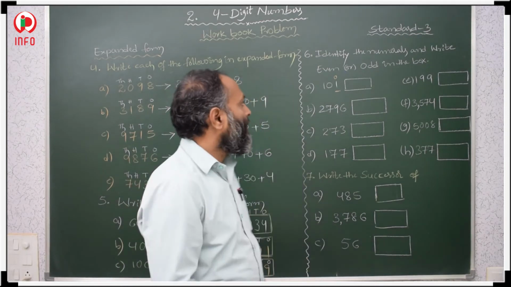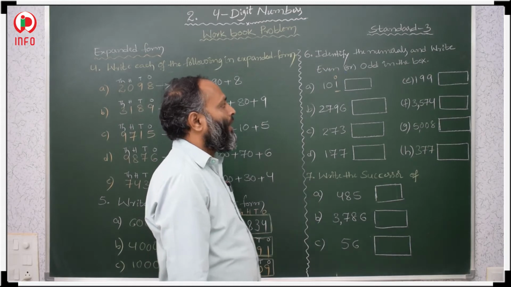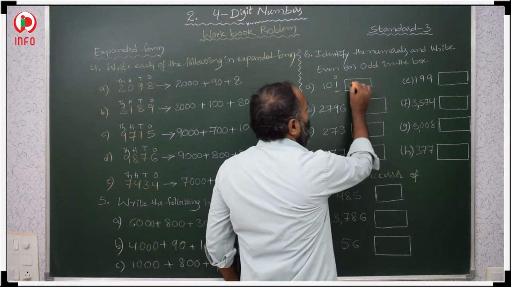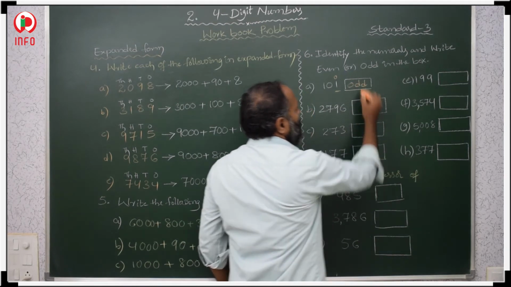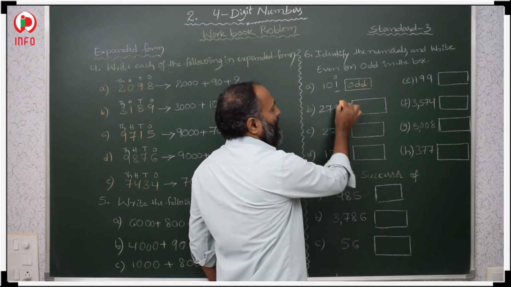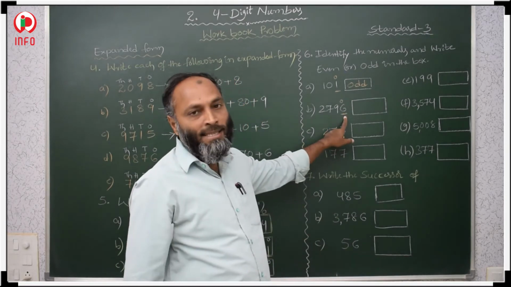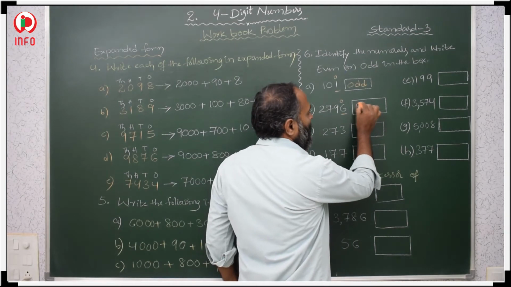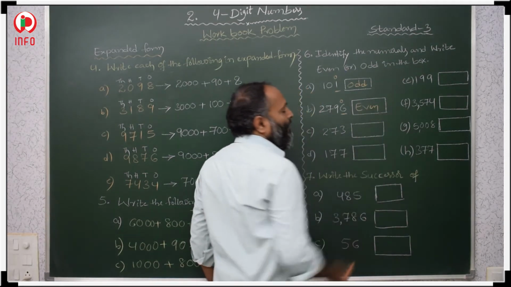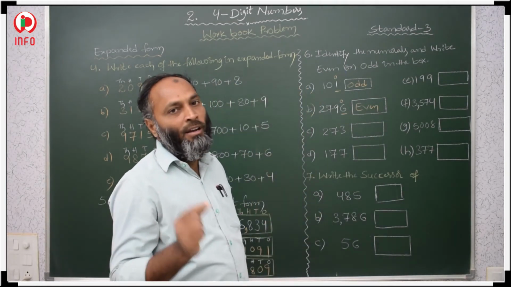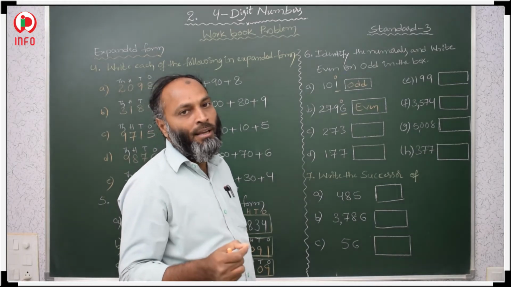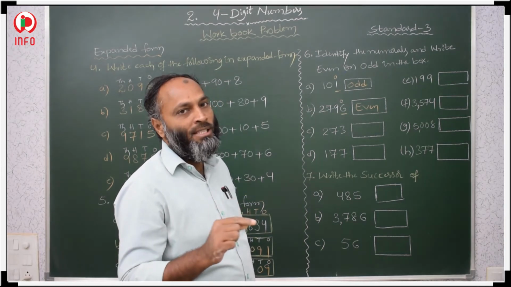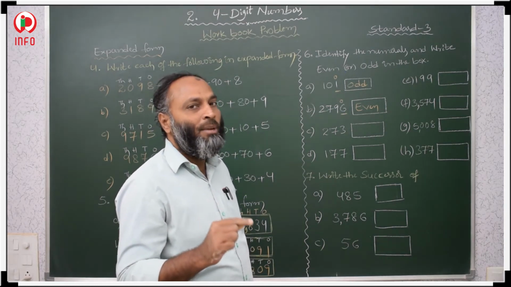Okay. Now here we have to write even number or odd number. Here 1 is an odd number, so this complete number is odd. Here 6: 2 threes are 6, it is divisible by 2, so it is an even number. We only have to check the ones place value. If the ones digit is even, then the number is even. If it is odd, then the number is odd.